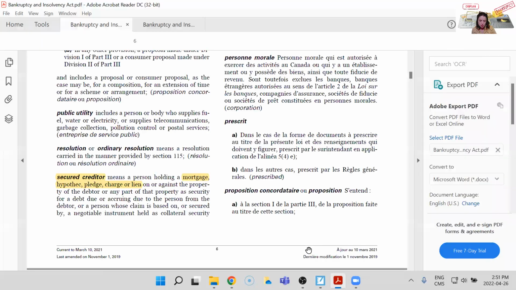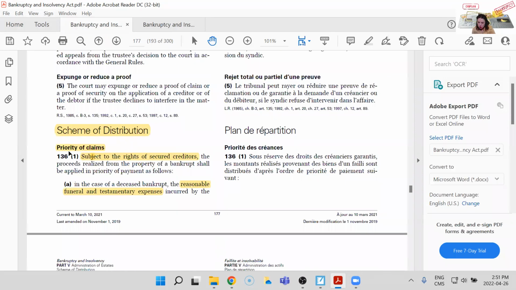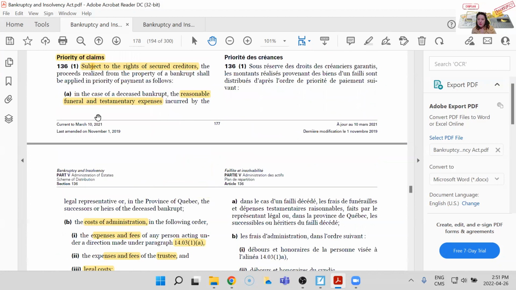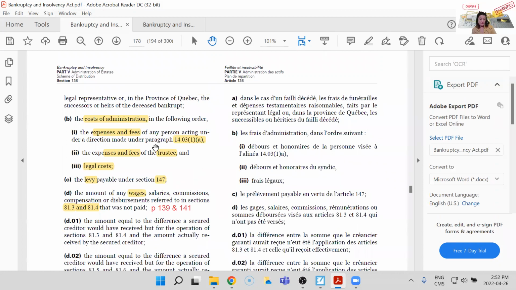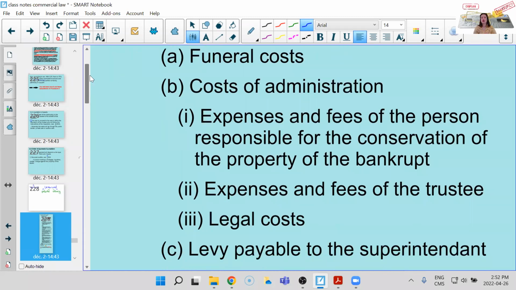I'm going to go just to show you 136. Scheme of distribution, priority of claims, subject to the rights of secured creditors, so that we know that they're first. So subject to that, here's the list, and we have a long list. The only thing that the article won't tell you is expense and fees and so on, right there under paragraph 14.031A. In my notes, the only difference is that I put it in English. So instead, I said cost of administration, cost of this, cost of that. In my notes, it's a little bit easier to understand.